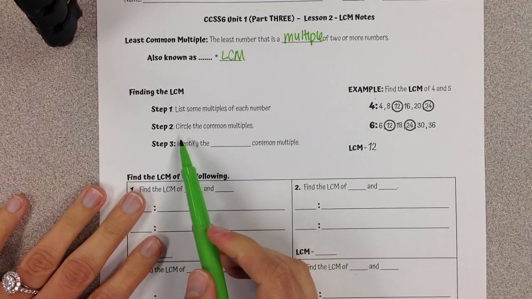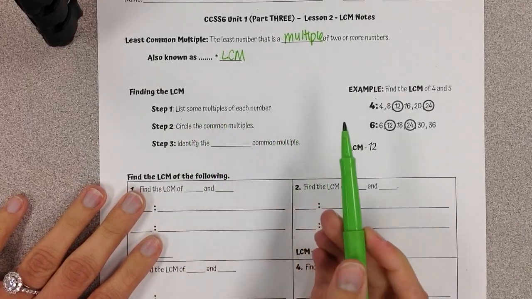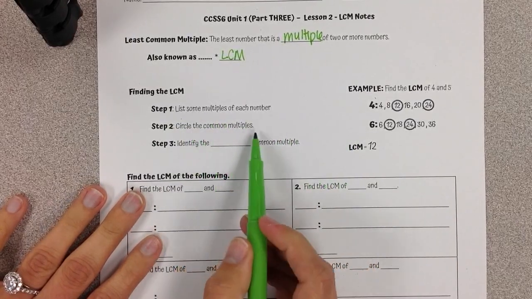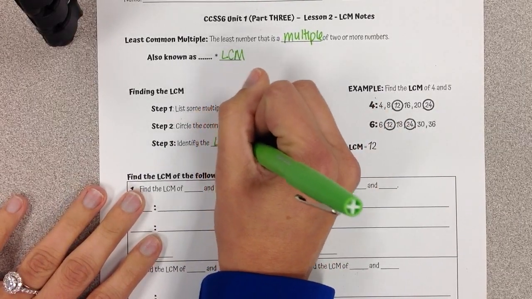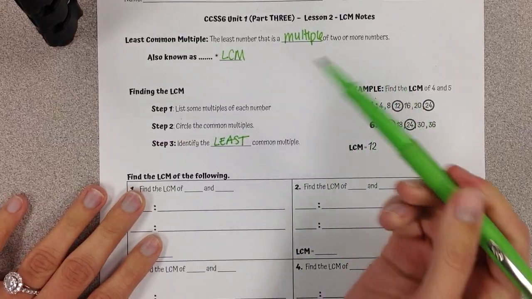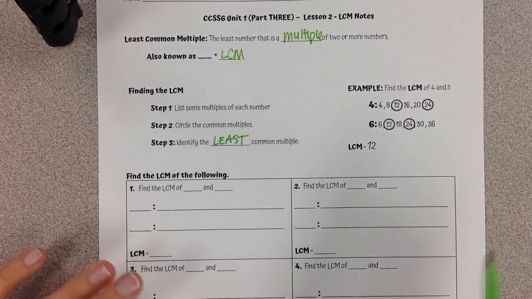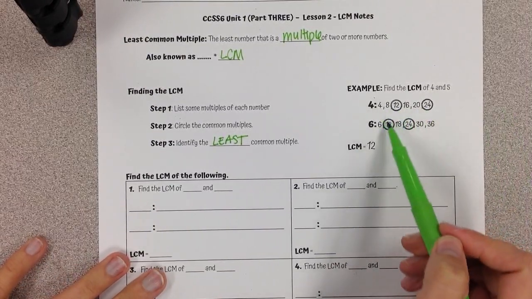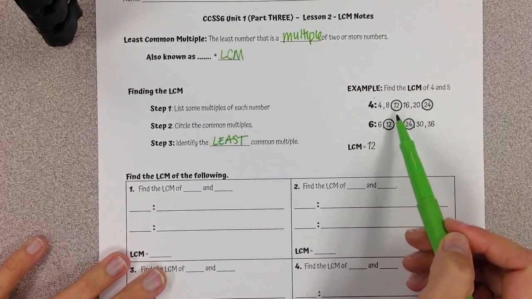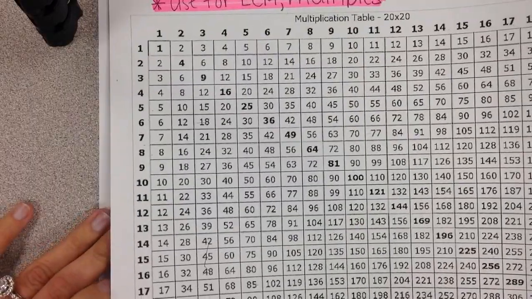So steps to finding the LCM. Step 1 is we're going to list some multiples of each number. Then we will circle the common multiples, and then we will identify the least common multiple, right? Those are the three parts that go into it. So if you look over here, we list the multiples of 4, list the multiples of 6, circle the ones that they share. The lowest one that they share is 12, so the least common multiple is 12. For this, your multiplication chart is going to come in handy.